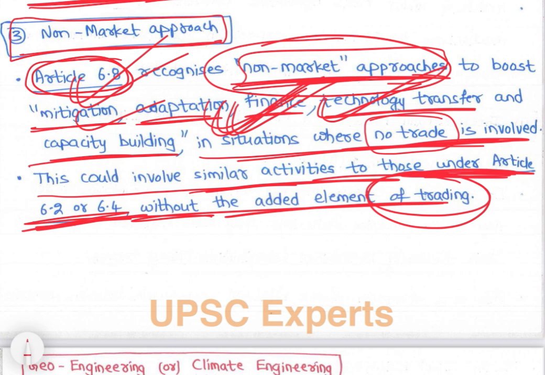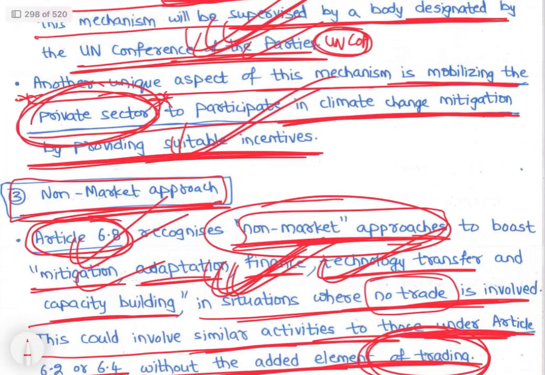जैसे मान ले इसमें say one country wants to give CO2 permits to other country, right? बिना पैसे का they can involve, right, in transfer, without added element of trading. Trading के बिना they can easily transfer like that, right? So that is a non-market approach. So three approaches are there, right?